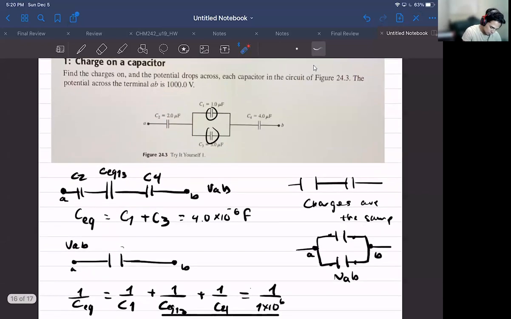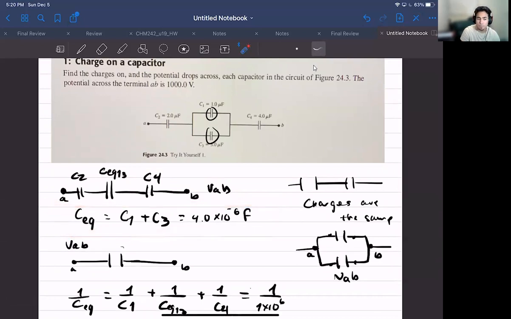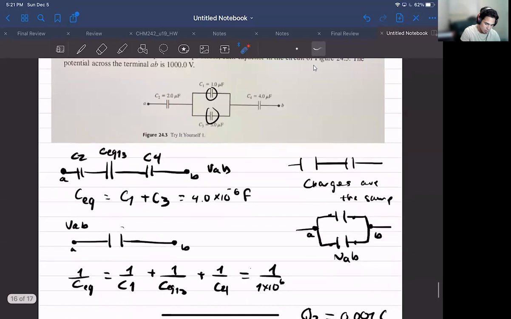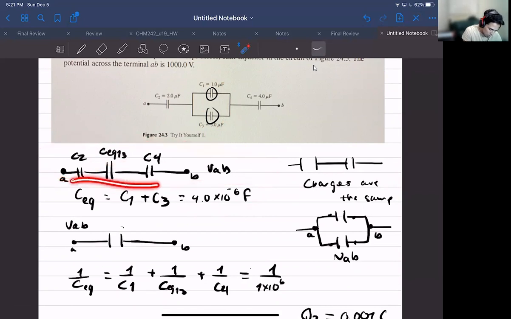And this is this right here. We go ahead and we add them up just like they are, right? So if we do that, we find that the equivalent capacitance of 1 and 3 is going to be equal to 4.0 times 10 to the negative 6. Okay, so now we have something looking like this because we already took care of the parallel. So all the capacitors are going to be in a series.